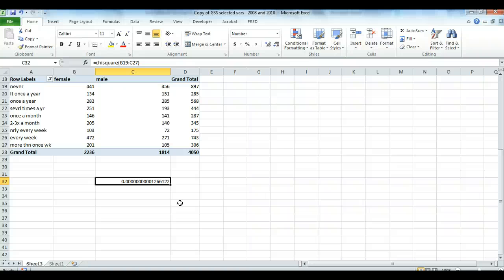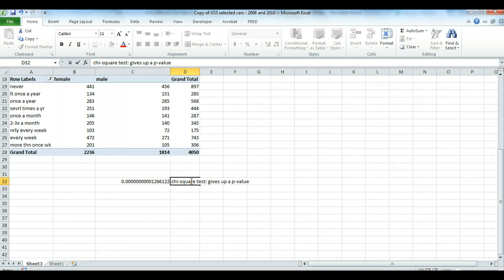Now, that's a result that means nothing unless we interpret it. What does that mean? This is a chi-square test. Note it's chi-square, not chi-square, with a hard C. And the chi-square test gives us a p-value. P is short for probability. This is where it gets a little bit complicated.